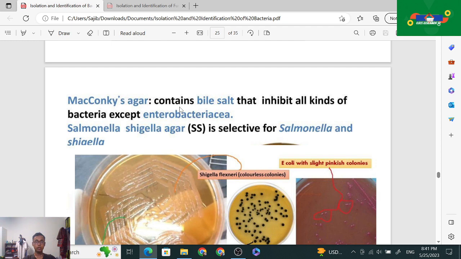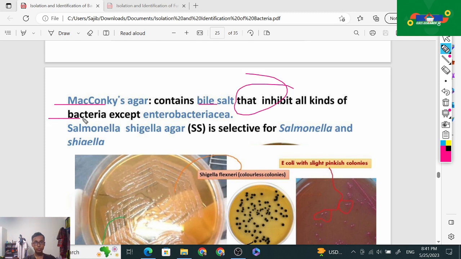MacConkey agar normally contains bile salt that inhibits all kinds of bacteria except Enterobacteriaceae. Then Salmonella Shigella agar, SS, is selective for Salmonella and Shigella. And this is the Shigella flexneri with colorless colonies, and the E. coli with slight pinkish colonies we can see here.